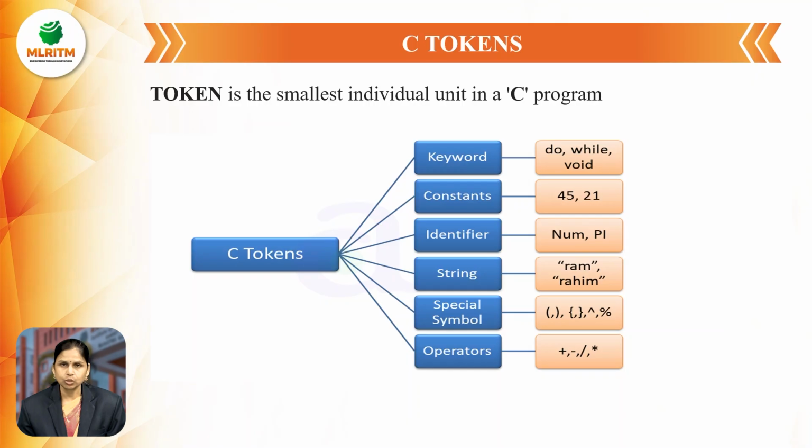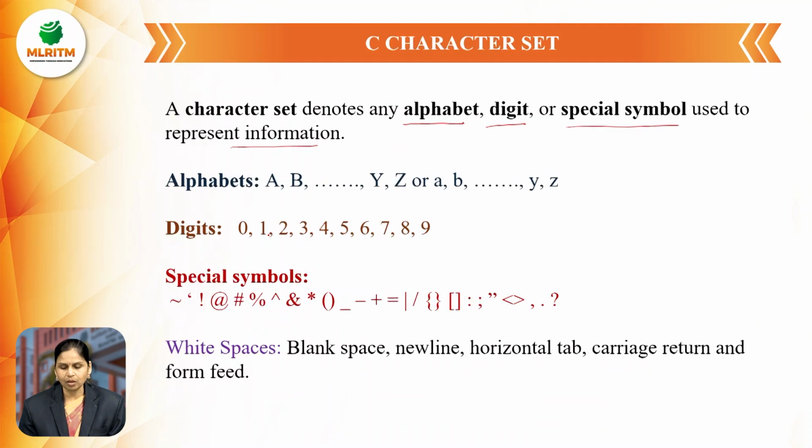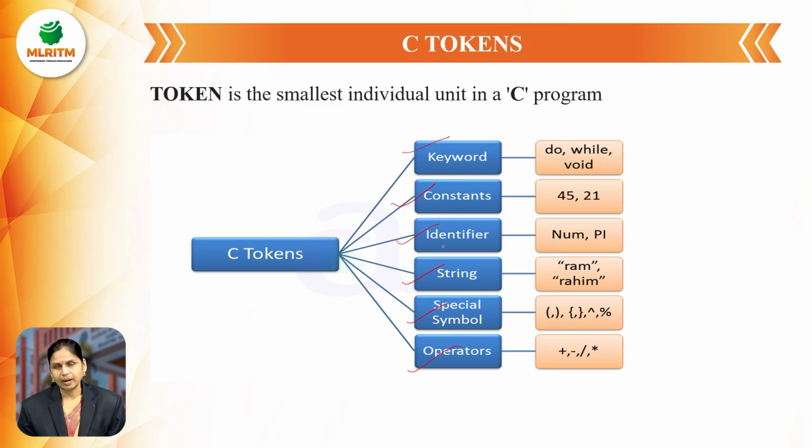Now, the second one is C tokens. Here a token is nothing but an individual part. A small part in a program is called a C token. Every individual smallest unit in a C program is called a token. Now, tokens are divided into 6 types. The first one is keywords. Second, constants, identifiers, strings, special symbols, and operators. When we observe the elements, they contain keywords, constants, data types, variables, expressions. In these elements, keywords and constants are called C tokens also. Now let us see one by one.